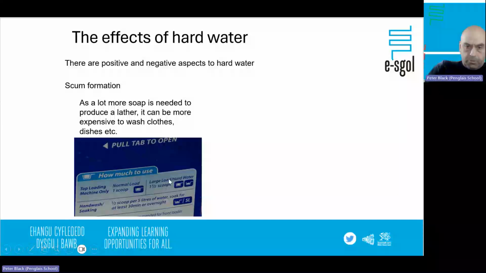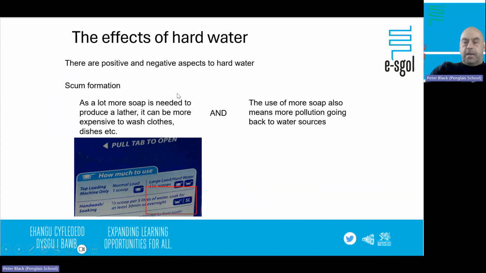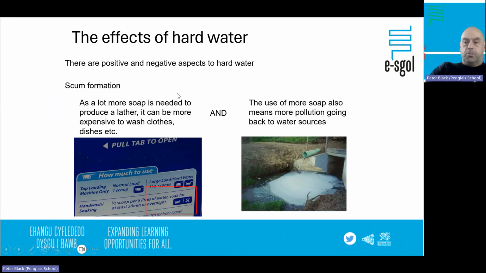Yeah, look, hard water area. You need to use 1.5 scoops rather than 1 scoop. I mean, it's not a massive increase in cost, but it's still there. And then there's another issue as well with that, in that you are having to use more of this soap, and that means you're polluting water sources with more detergent. So obviously, the less we use of stuff, the less is going to go into the environment, and that's all good.